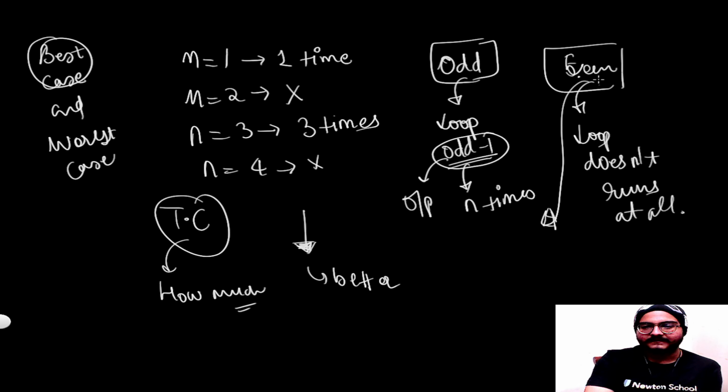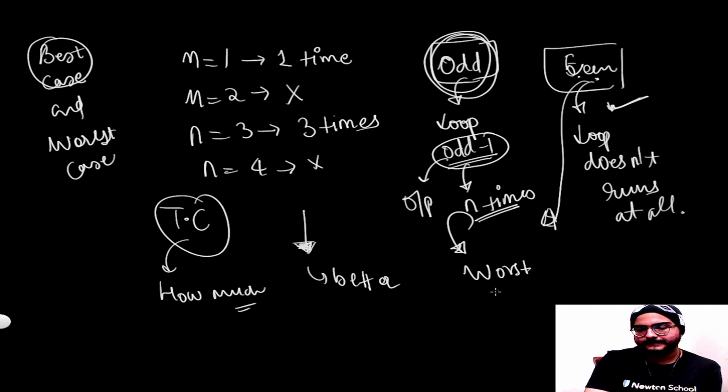And when an even number comes, the loop will not run, and my function will be completed in no amount of time, and I will be more than happy. But when an odd number comes, it will run n times. So this can become our worst case. Not that kind of worst case, but this can come in the category of worst case or average case.